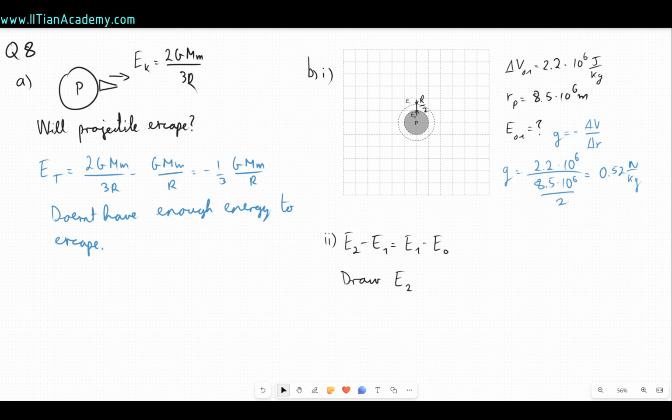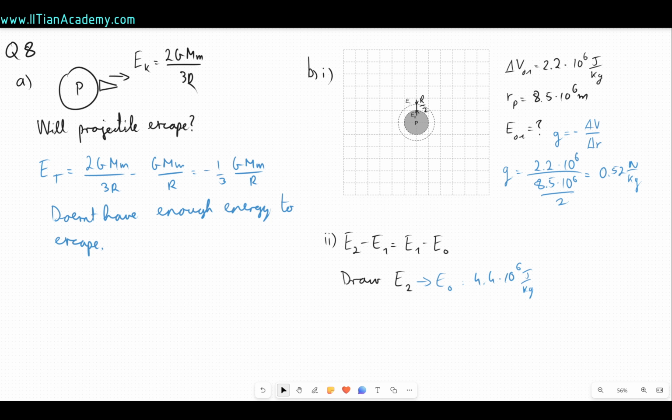And then in part 2, we are given that a second equipotential surface is such that the difference between E2 and E1 is 2.2 times 10 to the 6, the same as between E1 and E0. We need to draw the equipotential line E2 on the diagram. If we consider the difference between E2 and E0, that is going to be exactly twice that of E1. So E2 to E0 is going to be 4.4 times 10 to the 6 joules per kilogram.